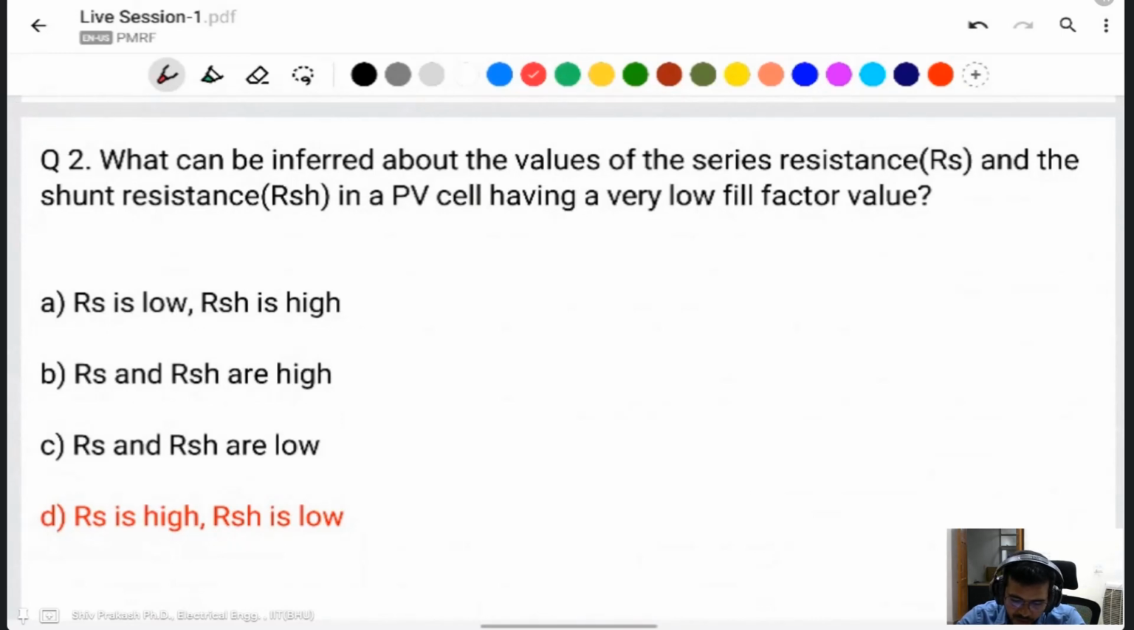The second question is: what can be inferred about the values of series resistance and shunt resistance in a PV cell having a very low fill factor? Fill factor represents the utilization of any solar PV cell. It relates the open circuit voltage and short circuit current to the maximum power P maximum of the solar cell.